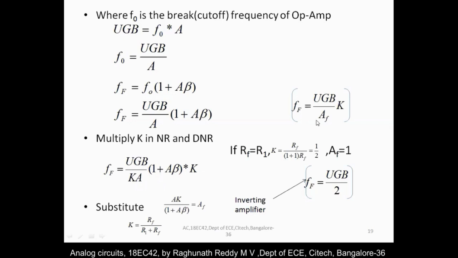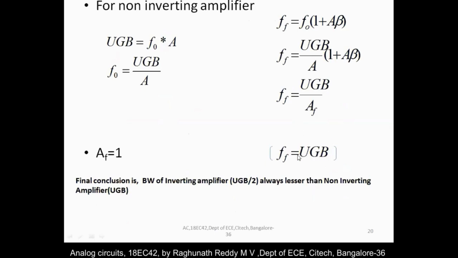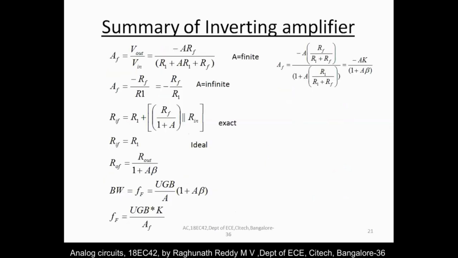Now we have to calculate the bandwidth with feedback for the ideal case. RF equals R1, K equals RF by RF plus R1, so 1 by 2, and we get a closed loop gain of 1. The bandwidth with feedback for the inverting amplifier is UGB by 2. For the non-inverting amplifier, it is UGB. The final conclusion is that the bandwidth of the inverting amplifier, that is UGB by 2, is always lesser than that of the non-inverting amplifier, that is UGB. These are the summary points of the inverting amplifier.